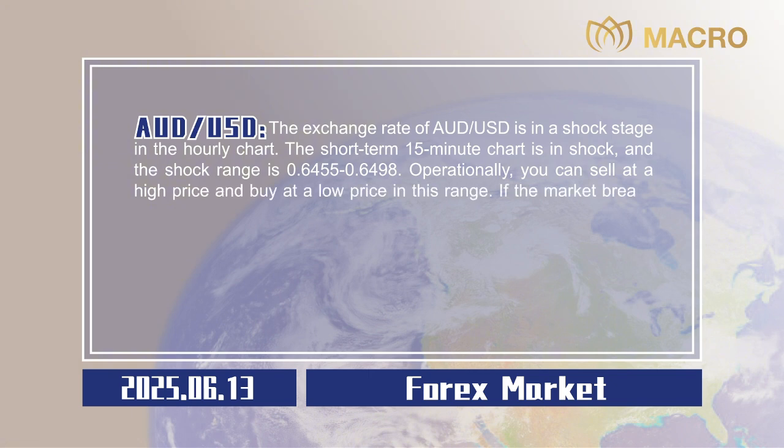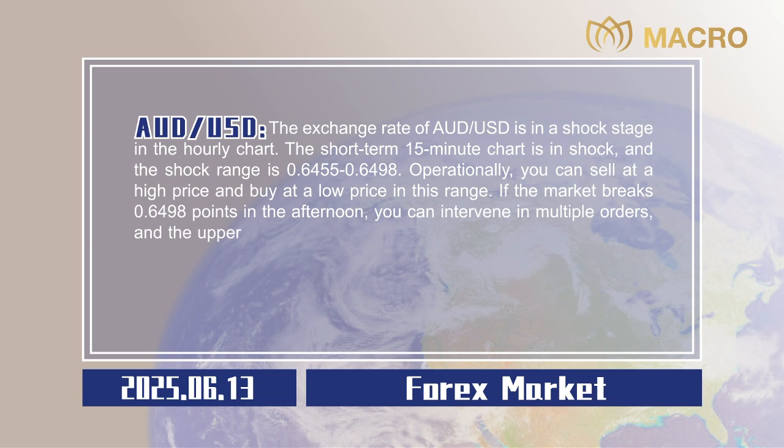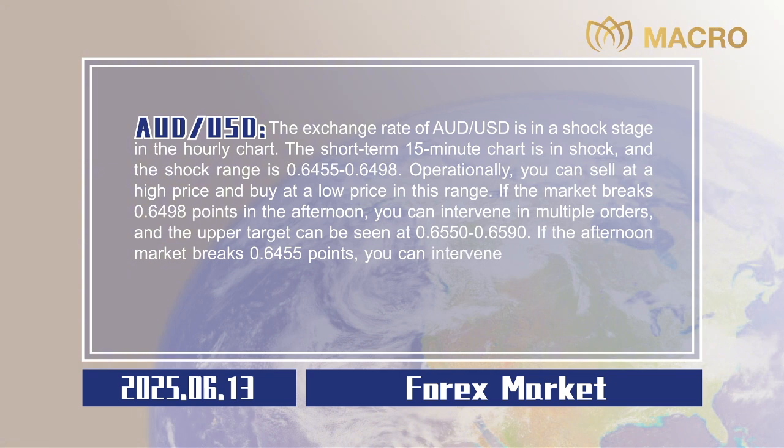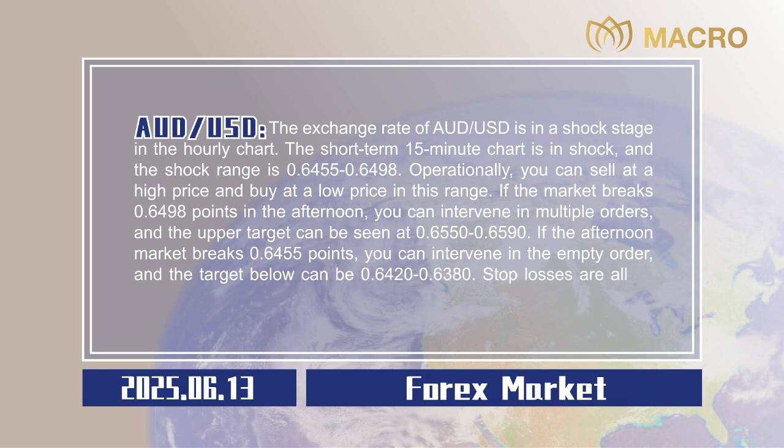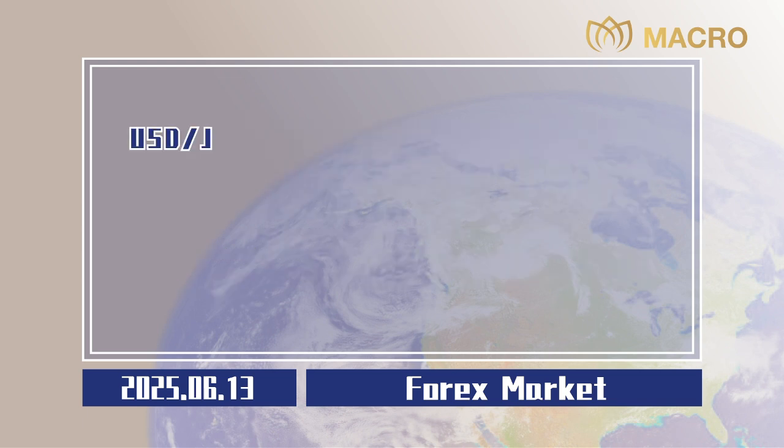If the market breaks 0.6498 points in the afternoon, you can intervene in multiple orders, and the upper target can be seen at 0.6550 to 0.6590. If the afternoon market breaks 0.6455 points, you can intervene in the empty order, and the target below can be 0.6420 to 0.6380. Stop losses are all 20 points, 0.0020.